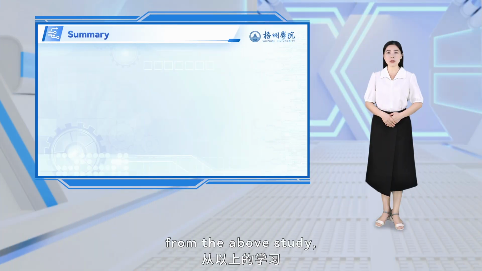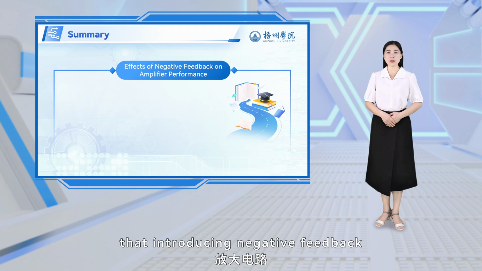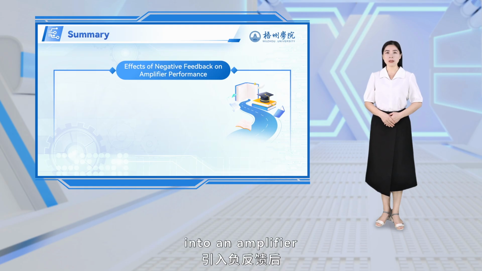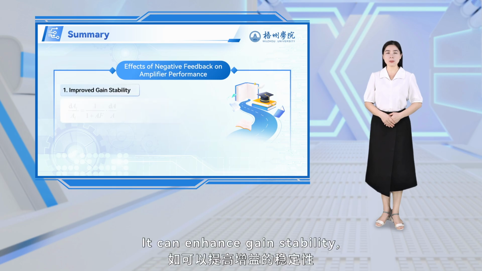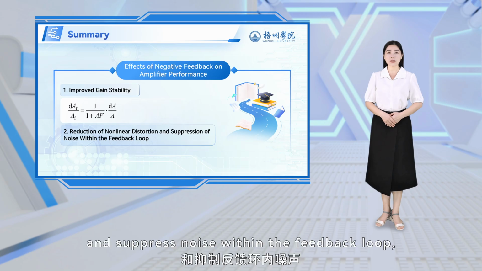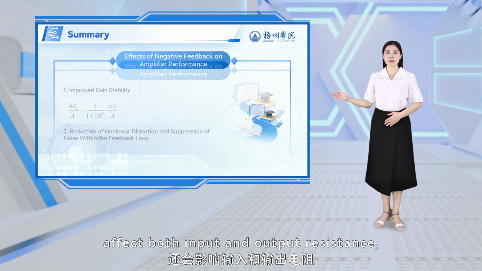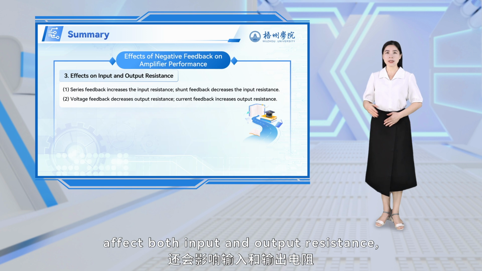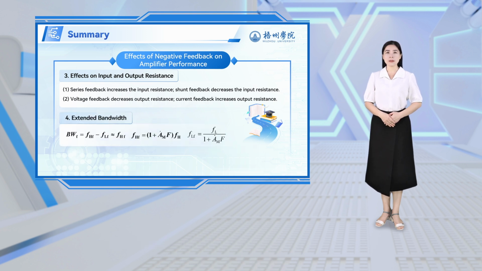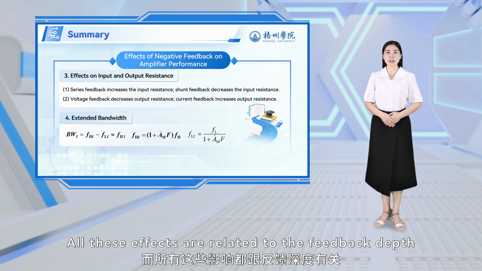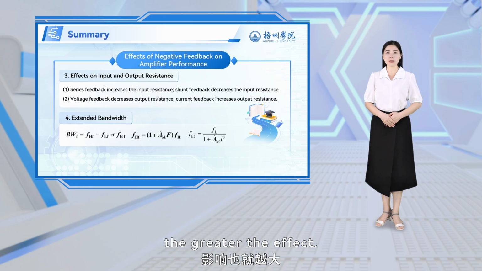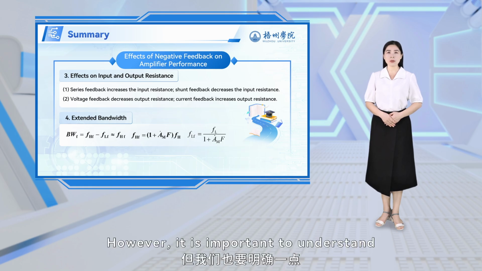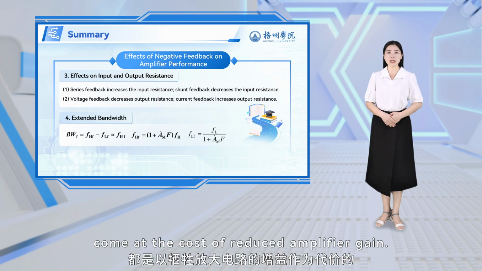In summary, from the above study, we understand that introducing negative feedback into an amplifier can improve many performance parameters. It can enhance gain stability, reduce nonlinear distortion and suppress noise within the feedback loop, affect both input and output resistance, and also extend the bandwidth. All these effects are related to the feedback depth. Generally, the deeper the feedback, the greater the effect. However, it is important to understand that all these improvements come at the cost of reduced amplifier gain.